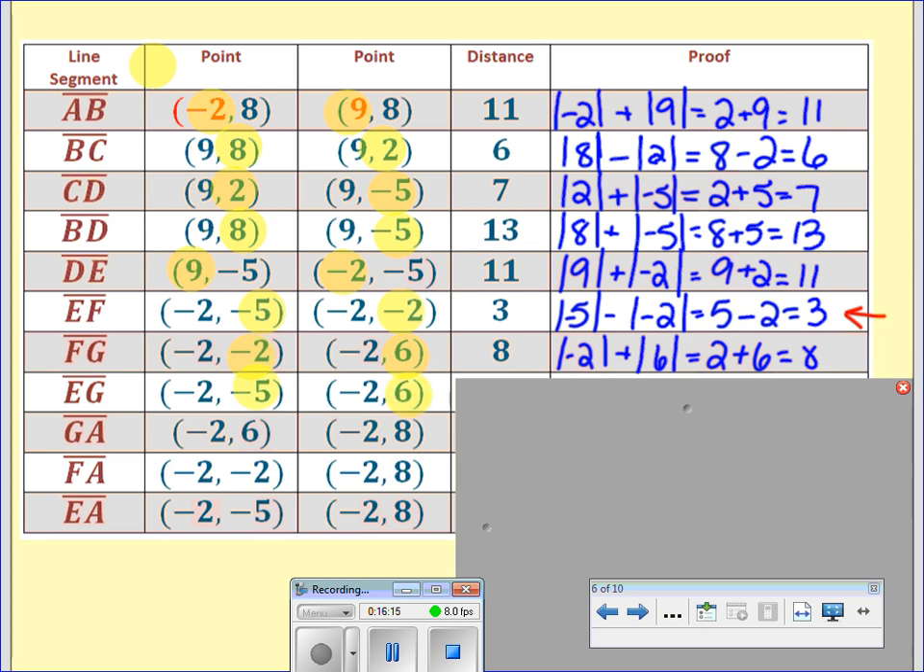-5 to +6. So because all of our lines will be horizontal or vertical, one coordinate will always match. Either our x's will always be the same, or our y's will always be the same. If the x's and the y's are different, then that represents a diagonal line, and we're not doing diagonal lines in 6th grade. 7th grade. So we have to go from -5 to 0, so that's the absolute value of -5. And then we have to keep going to +6. So 5 plus 6 is 11.